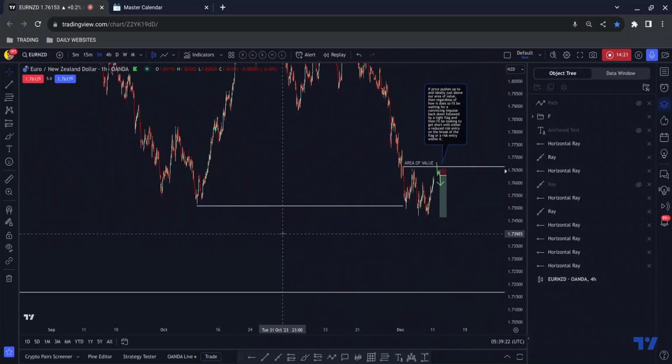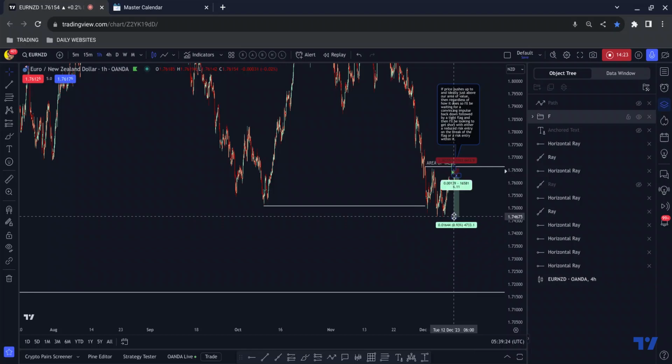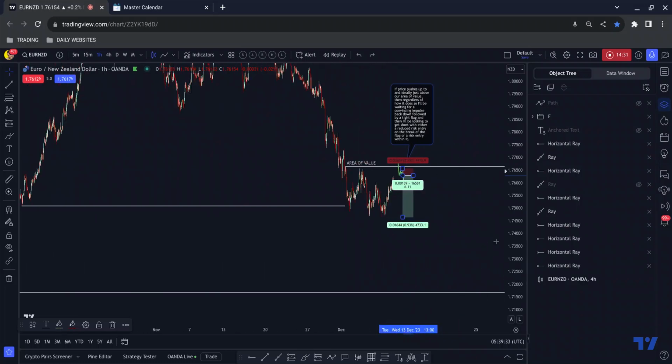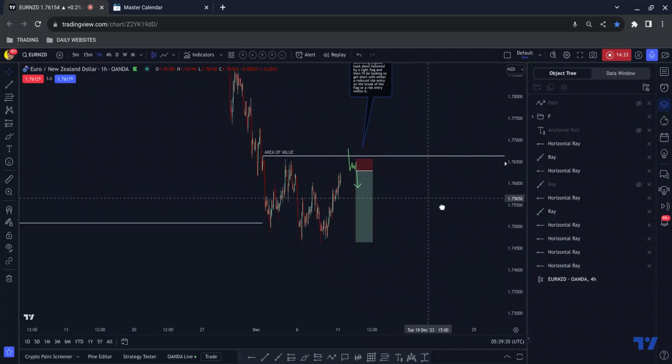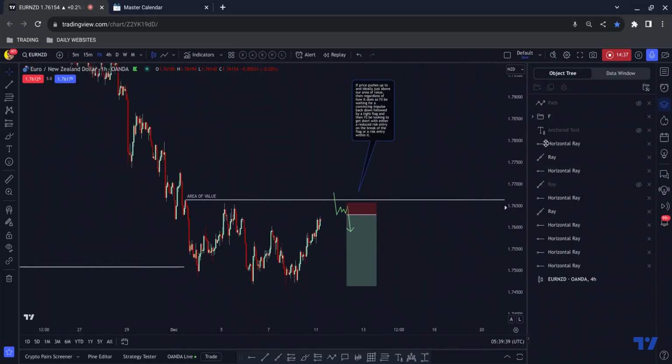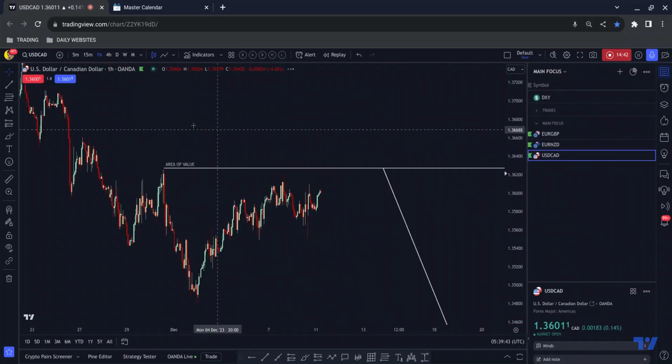Okay, and then of course if we hit that higher time frame target, which I was looking for, I'll be able to manage this. Well, we would have potentially 17% on the table. Of course, whether we catch that in one go or not is a different matter, but we can certainly take a large chunk of the profit and then move on. So that is Euro Kiwi.